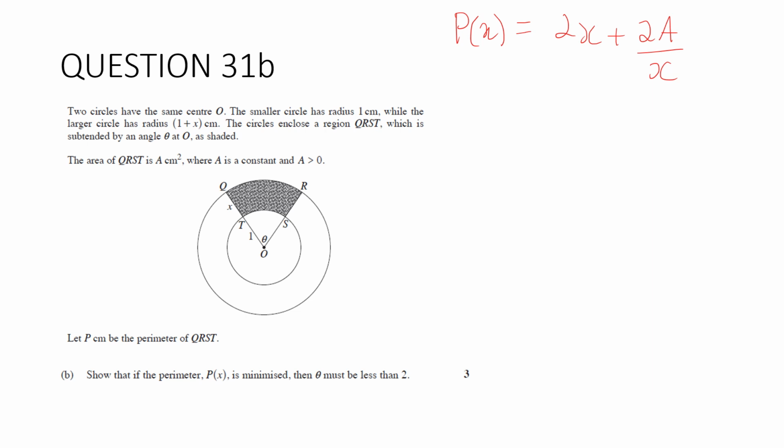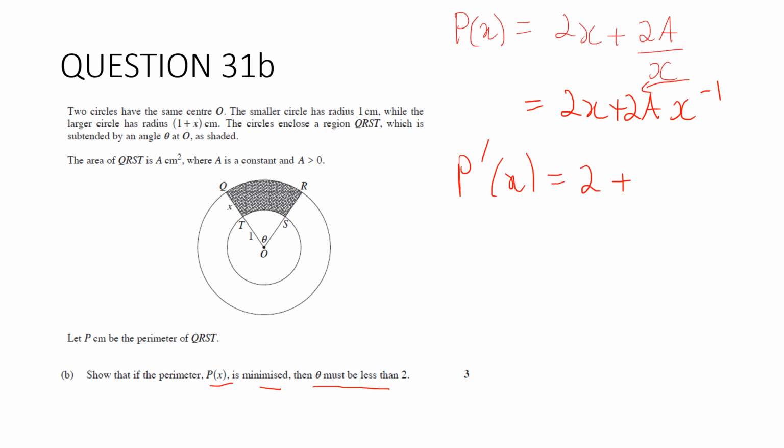B. Show that if the perimeter P of x is minimized, theta must be less than 2. All right, so we're going to start by differentiating. So this is equal to 2x plus 2ax to the negative 1. So P dashed of x is equal to 2 plus, let's bring that negative down, negative 2ax to the negative 2, because remember that a is a constant. Tidying that up is 2 take away 2a on x squared.